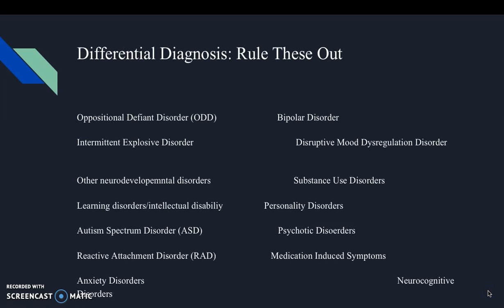So for the differential diagnosis, you'd want to rule these out first. As you can see, there are many listed here, such as oppositional defiant disorder, reactive attachment disorder, autism spectrum disorder, personality disorders. For older adolescents or adults, substance use disorders may cause a lot of these symptoms. So make sure you're ruling any of these out before making an ADHD diagnosis.